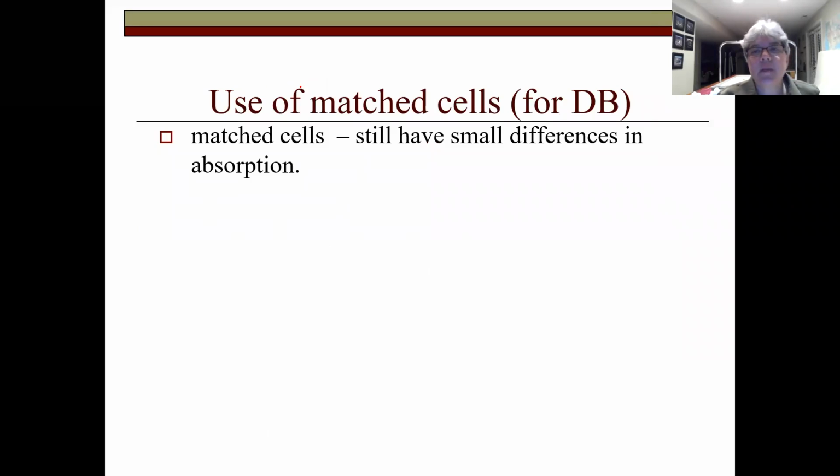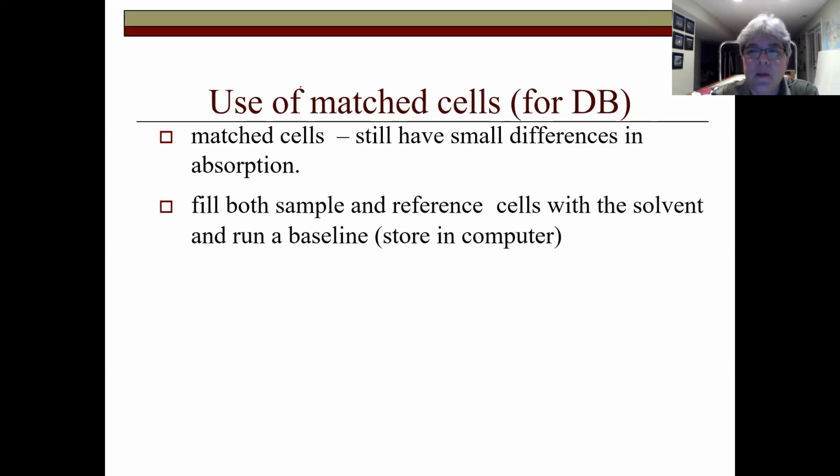Now let's talk a little bit about these matched cells for the double beam instruments. Okay, remember, these are 2 cells that have been matched, and one's going to be your reference and one's going to be your sample. But even though they've been matched, they're still not going to be exactly the same. There's going to be small differences in their absorption.